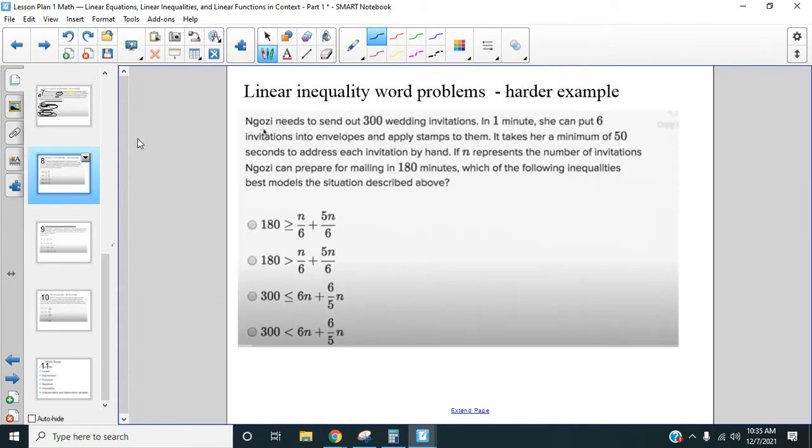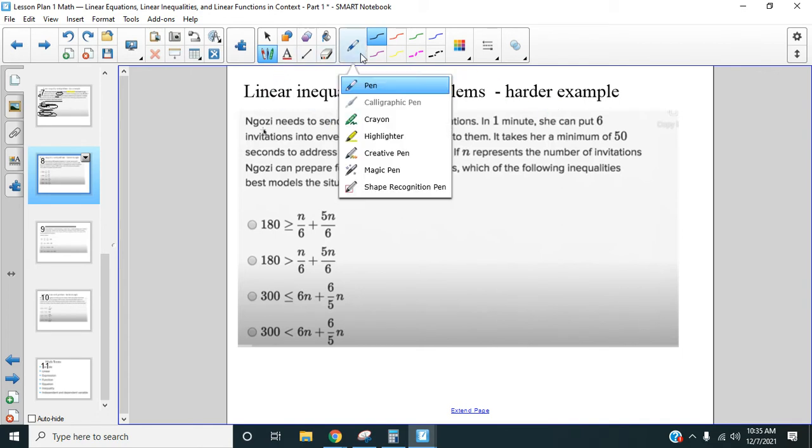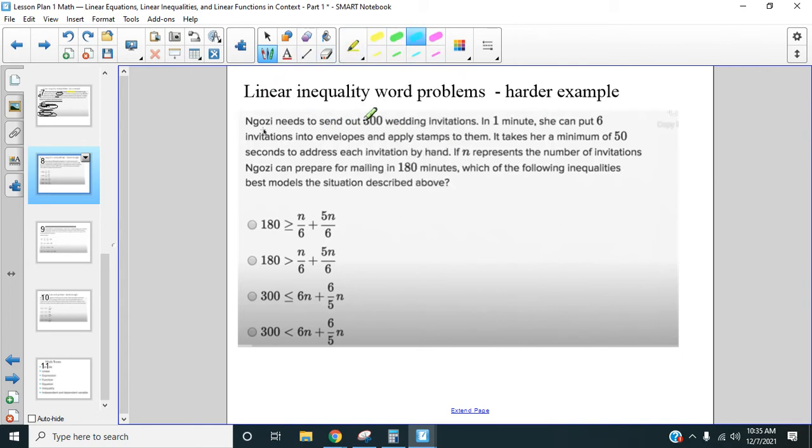It looks like we're done with the timer. Here's the second one. The second one's a little different. In 1 minute, so let's pause this first of all. There are some numbers. Let's just highlight the numbers: 1 minute, 6 invitations, 50 seconds. We've got minutes and seconds and all sorts of stuff, and then there's N right there.